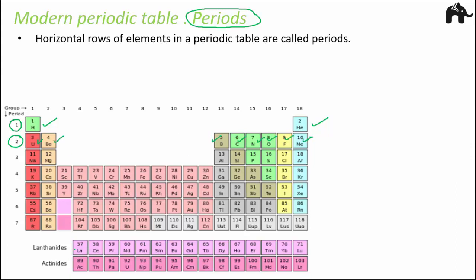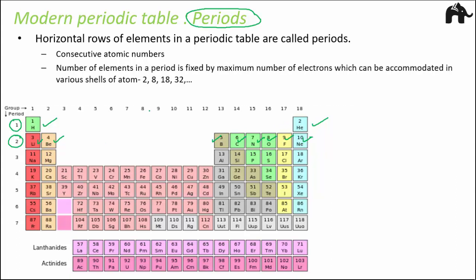and so on. Now, a specific feature of periods is that they have consecutive atomic numbers because the elements are placed in this fashion, one after another. So in one period, all the elements will have consecutive atomic numbers. The number of elements in a period is fixed by the maximum number of electrons which can be accommodated in various shells of an atom. This is an interesting fact, and it is also very important to understand this concept.